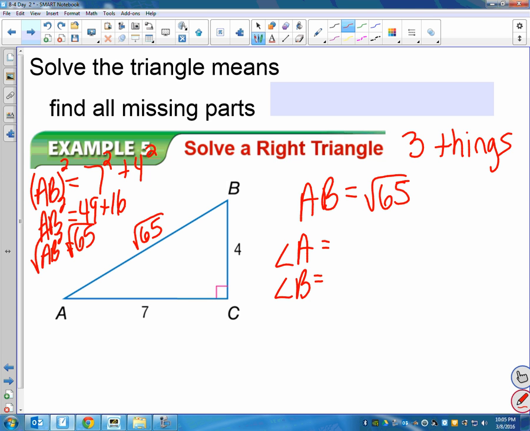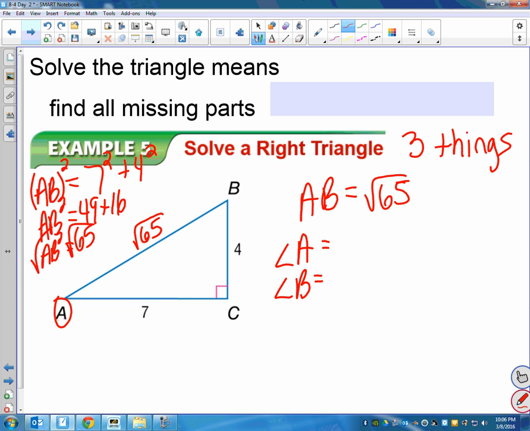It doesn't matter as long as you set the ratio up. So that's what I mean by there's lots of ways to do the problem as long as you set up the right thing. So I'm going to find A first because A comes before B. And you could set up sine, cosine, or tangent. And I promise if you set it up the right way, we're all going to get the same angle.